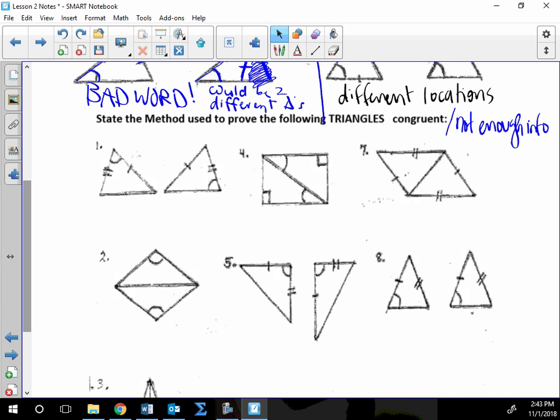Because there's an equal sign and there's also another. So right now we can use any of them.